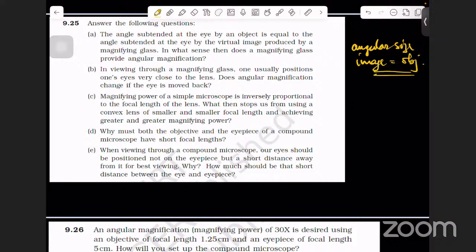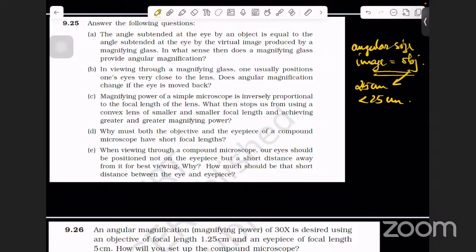When the object is placed at the least distance of distinct vision, that is at 25 centimeters, it can be viewed with the help of the magnifying glass. As the object moves closer than that distance, if it's less than 25 centimeters, then the angular size will increase. The magnifying glass is used because it provides angular magnification. Without magnification, it is difficult to place an object closer to the eye.